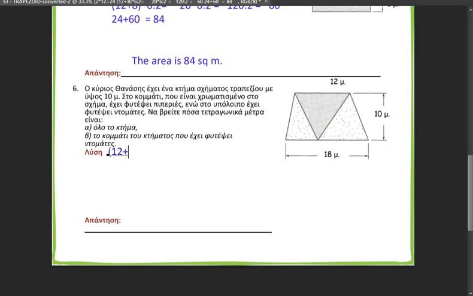That would be 12 plus 18 multiplied by 10 divided by 2. And this is equal to what? 12 plus 18 makes 30 multiplied by 10 divided by 2. 30 times 10 makes 300. And we need to divide this by 2. And this is equal to 150.